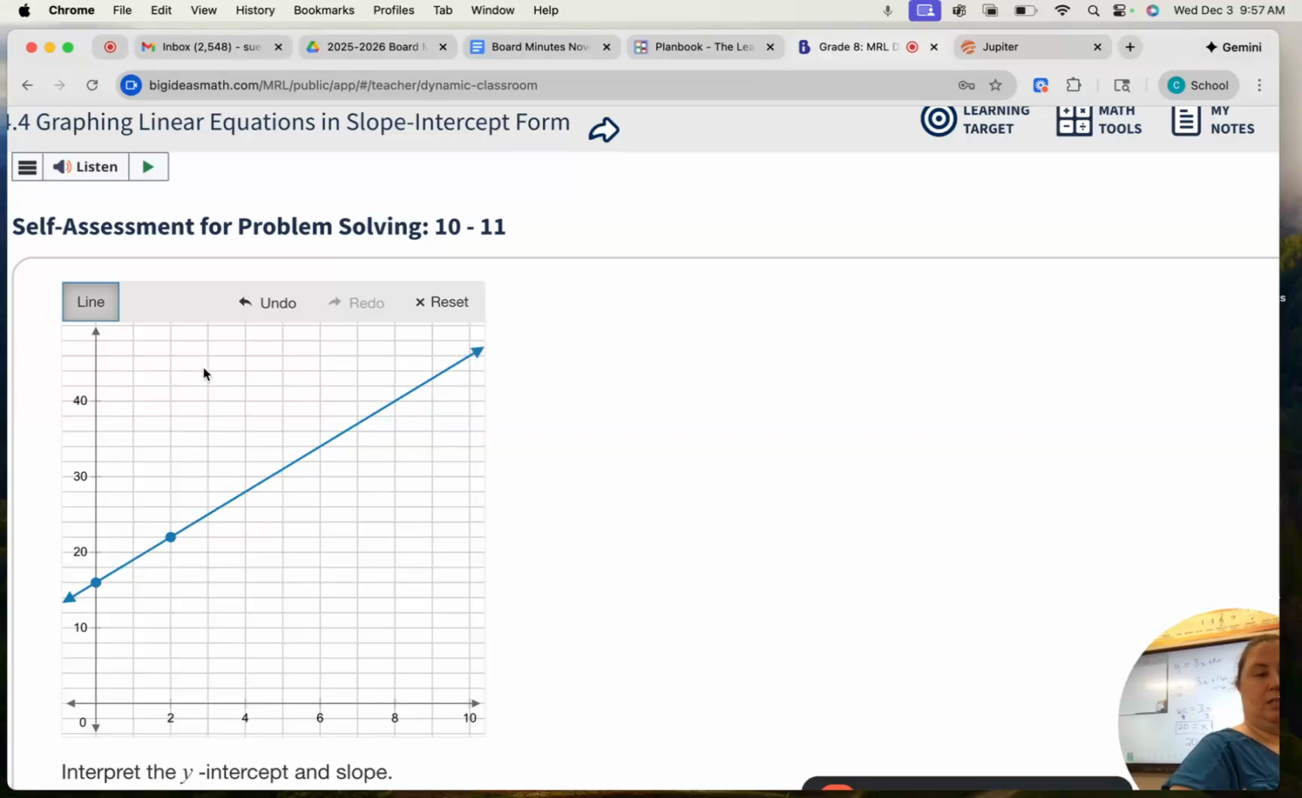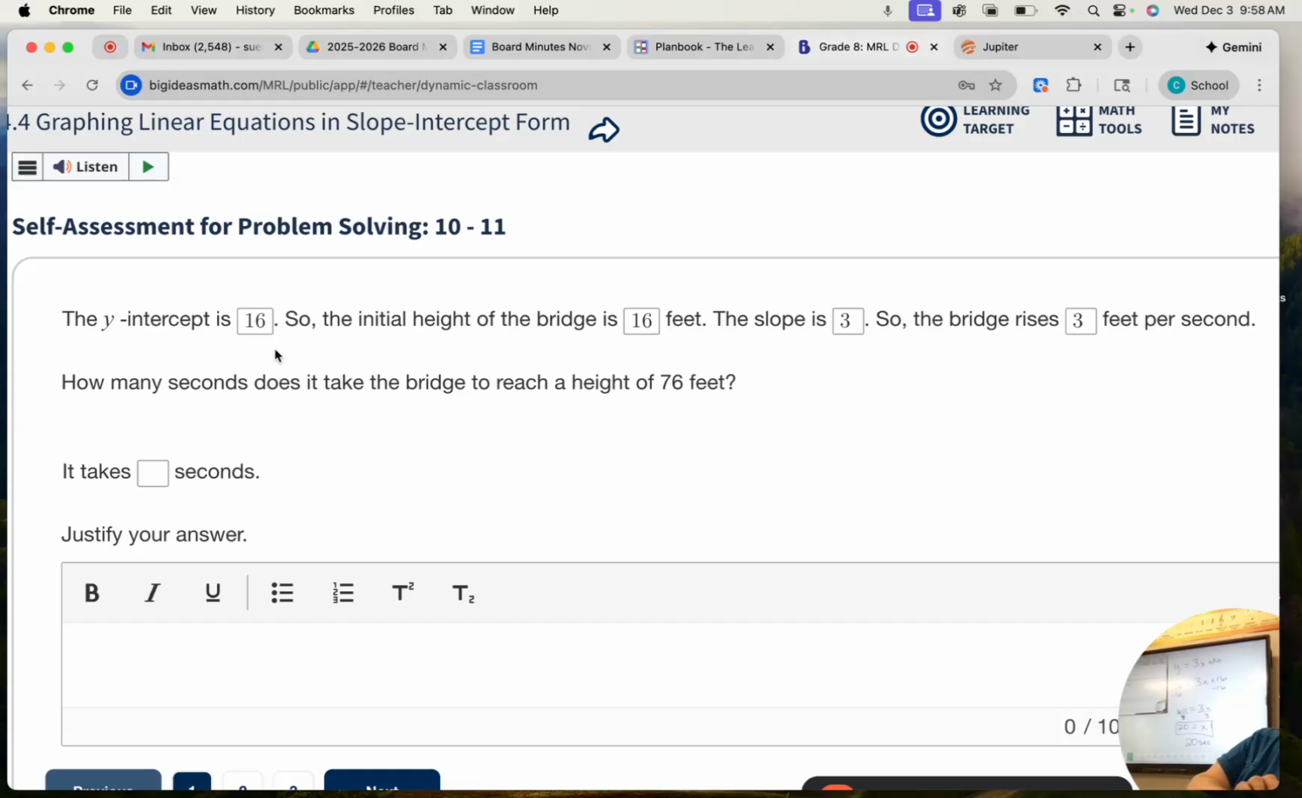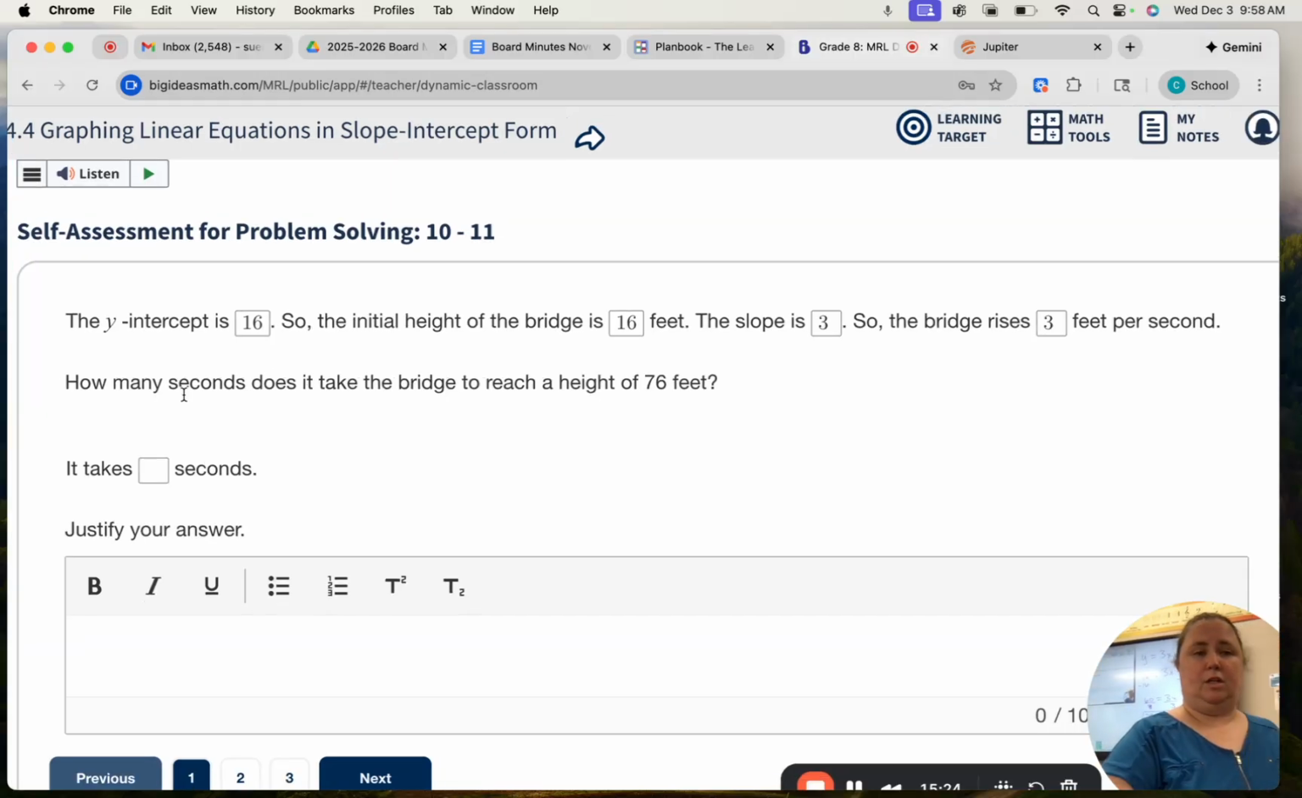You can also look at the graph, if it went to 20 seconds or 76 feet. But you see the graph only goes up to about 45 feet. If it was a smaller number, like if it asked how long it takes to get to 30 feet, I could go up to 30 and go across and say it takes just under 5 seconds. But this is why we learn how to solve it algebraically.